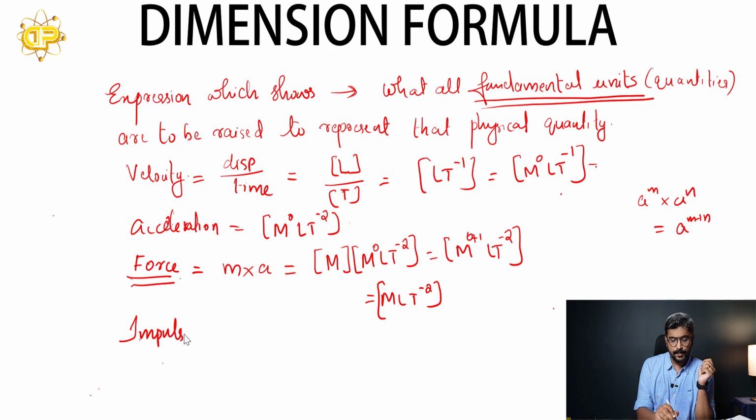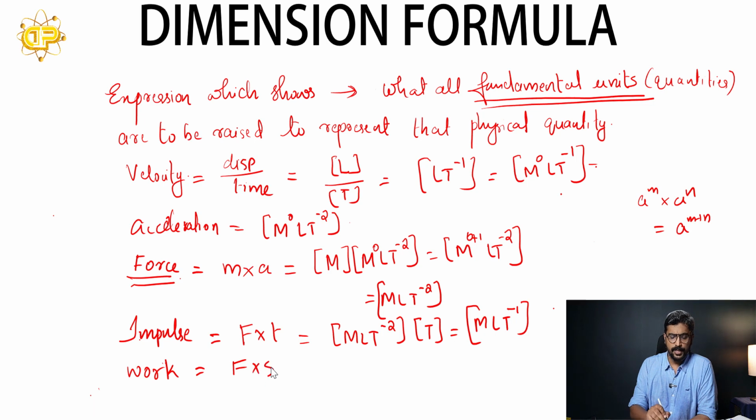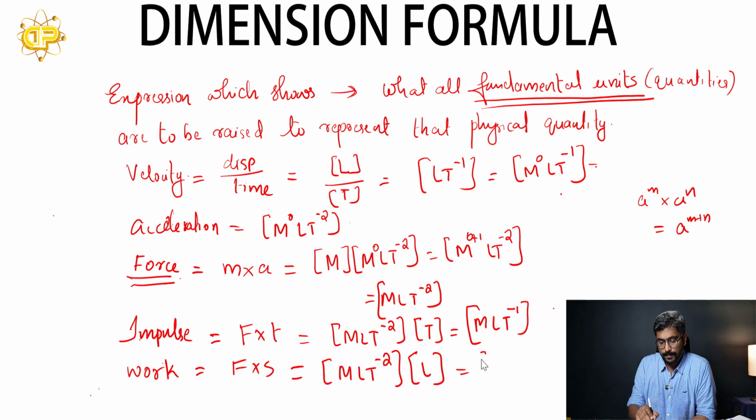Impulse you will study in the coming classes, but I will say with an example, impulse is force into time. This is the impulse. So you get a new thing, and here in impulse, what all physical quantities are involved? M is there, L is there, T is there with certain powers. And now if I'm saying work, what is work? The basic equation is force into displacement, and we get M L square T raised to minus 2.